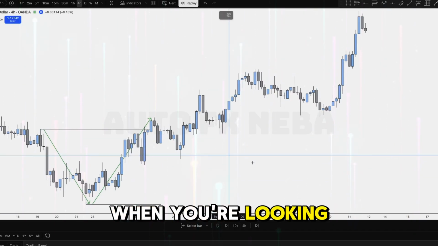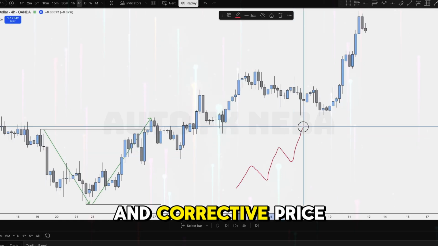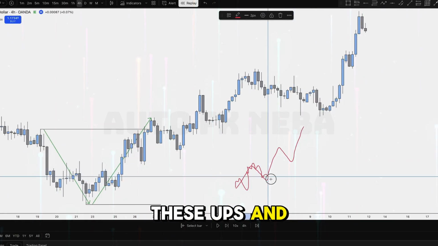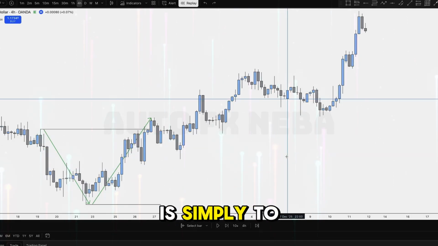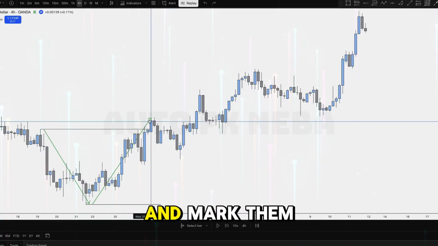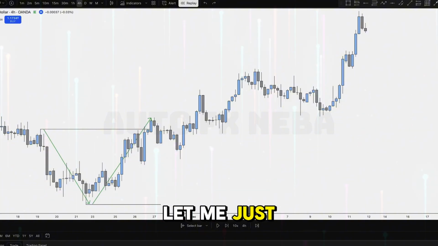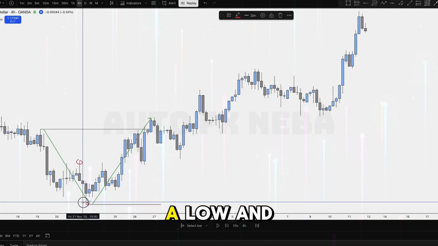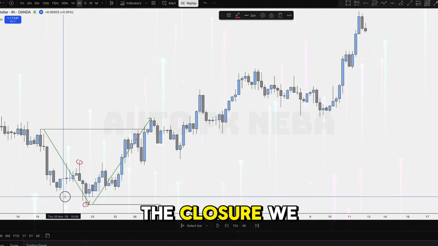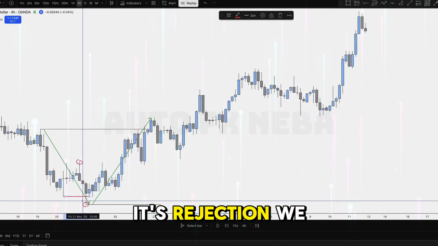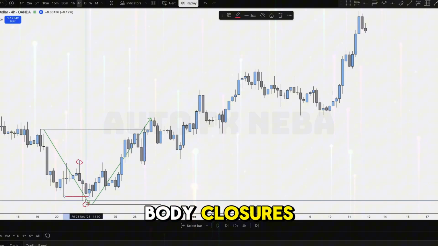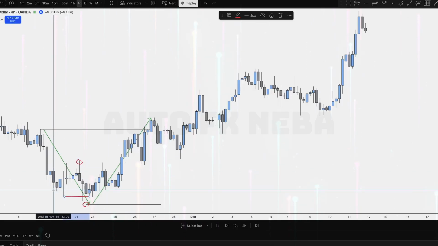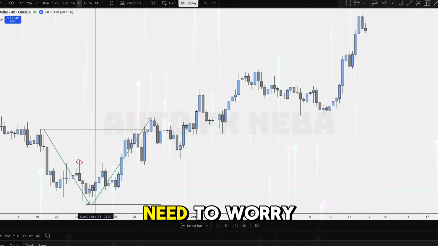So essentially, when you're looking at this impulsive and corrective price action, it can actually look like this a bit, right? You can get these ups and downs inside of these moves, and your job is simply to find those relevant highs and lows and mark them out. So again, let me just reiterate this. This is an important point we'll come to soon. Why is this not marked as a low and a high? Well, that's because the closure we have here is actually just wicks. It's rejection. We want to see candle body closures to actually validate highs and lows for viable trends, okay? Being a wick with rejections is not something we need to worry about too much.